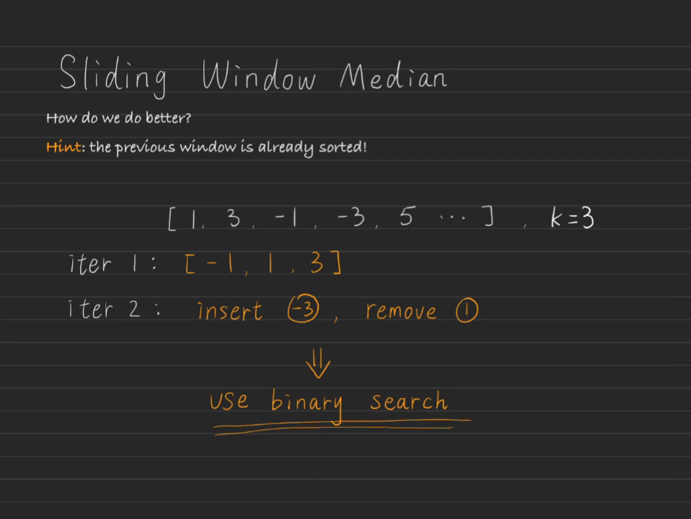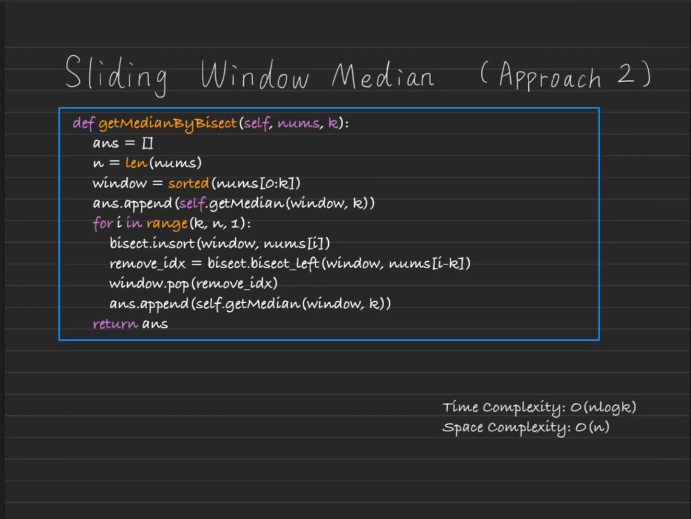In Python, we can use the library bisect for this. Here's the modified code. We start by sorting the first window and getting the median of it. Then, as we move the window at each step, we use binary search to insert the new element, and similarly to remove the old element, and we can get the median of the new window. The time complexity reduces to O of n log k because removal and insertion now take log k time. And the space complexity is O of n because the size of the median array is n minus k.